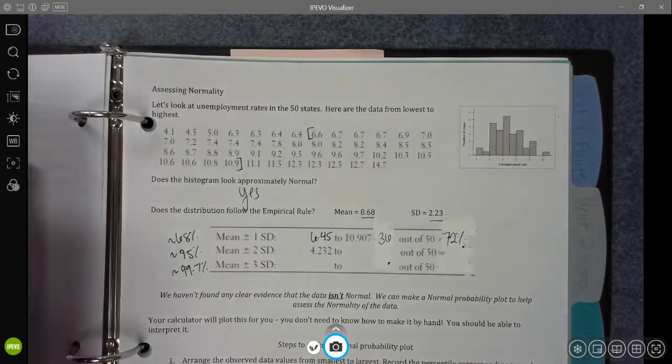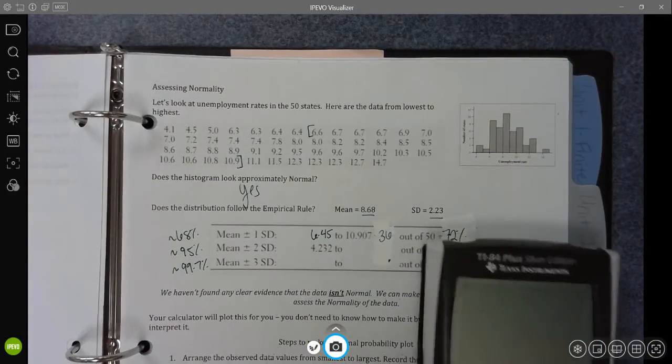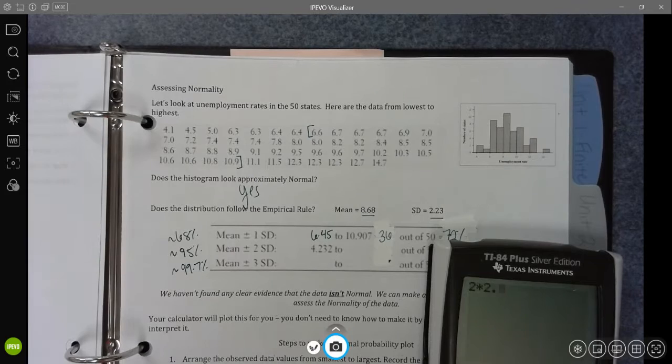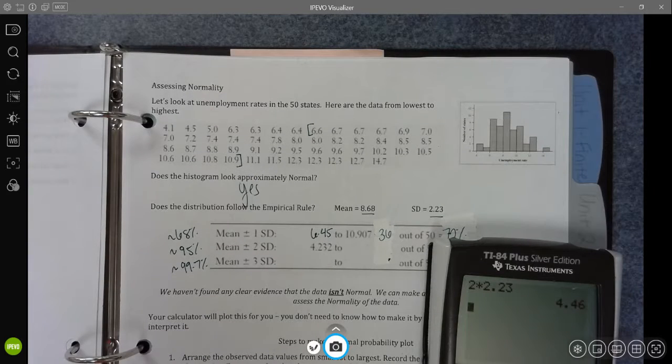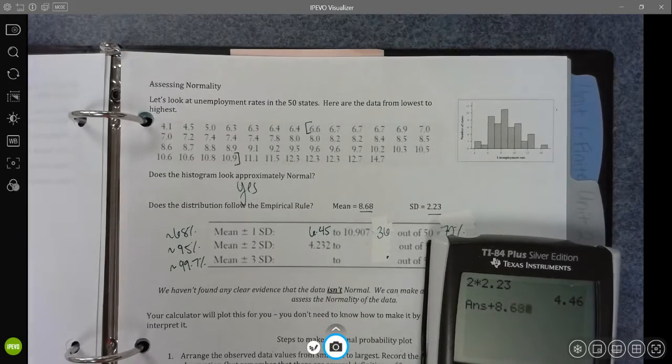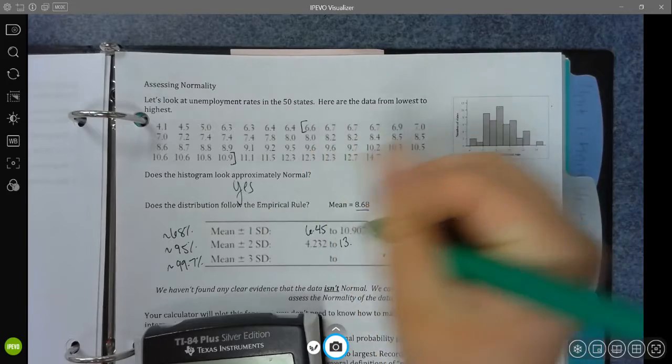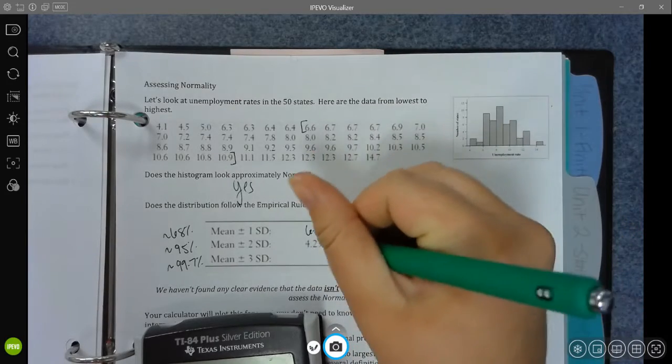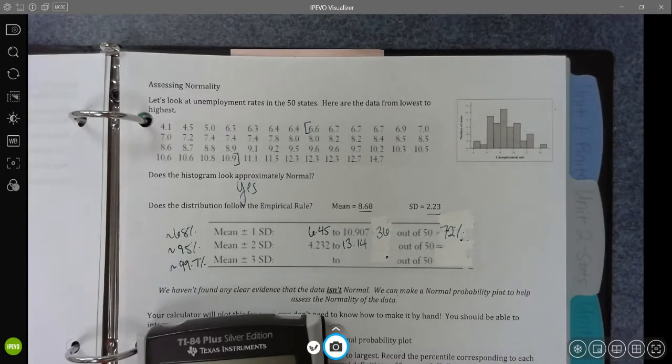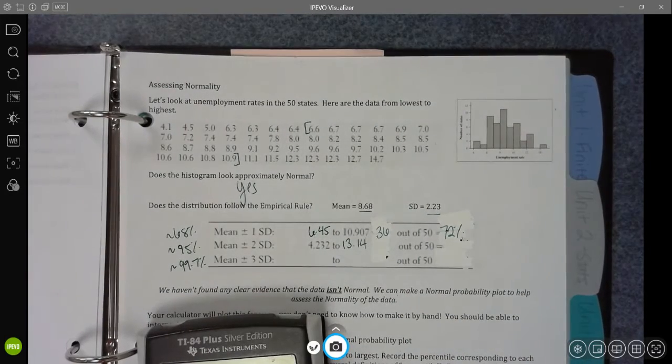All right, let's do the same thing for plus two standard deviations. Two standard deviations, I'll calculate that first, 4.46. I've already subtracted it from my mean, so I just need to add it to my mean here. We're looking for all the data points within this bound, so between 4.232 and 13.14. I'll let you pause the video and go count how many states fell into that category.